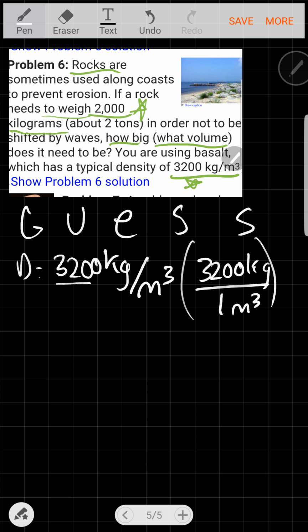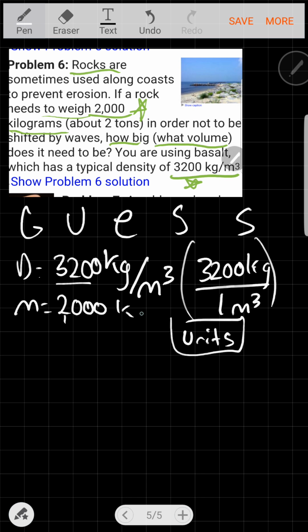It might be beneficial to write it as a fraction or a ratio, so that when you do your math, you'll see that the units will cancel out. So we do it this way for unit purposes. We're saying there's 3,200 kilograms for every, or per, 1 meter cubed. Our mass here is going to be 2,000 kilograms. Is our mass 2,000? No, it's not. The mass is 2,000 kilograms. You have to add in the extra unit, otherwise it's just a number and not showing your mass.